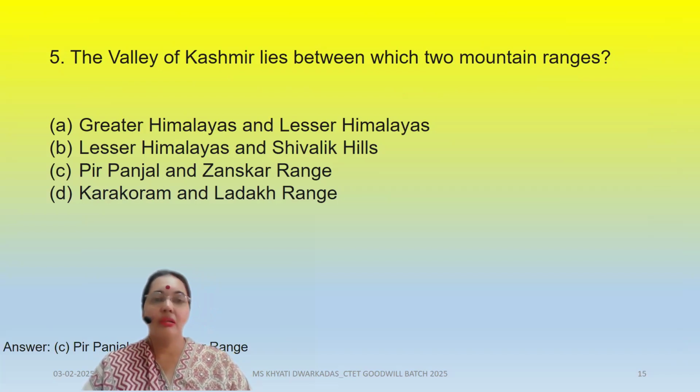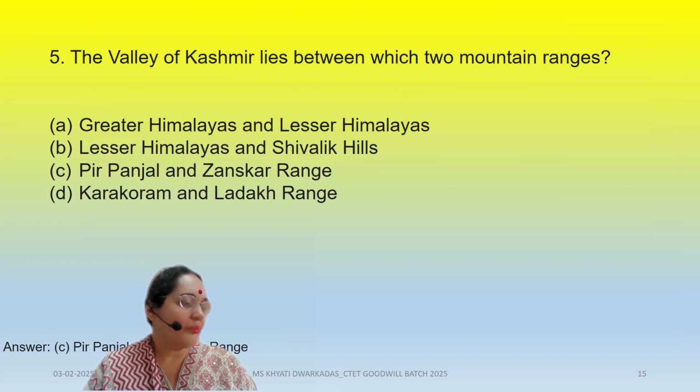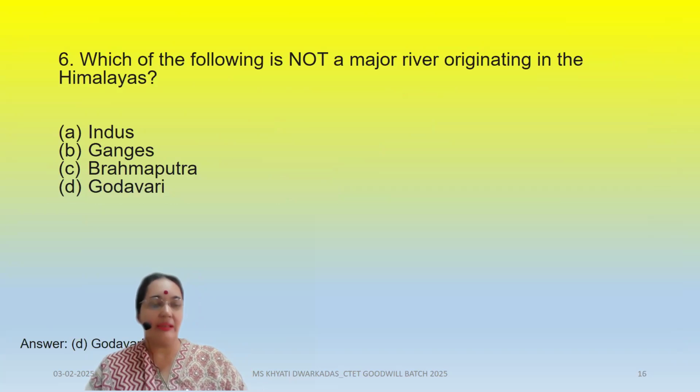The Valley of Kashmir lies between which two mountain ranges? So we have an answer coming up there. C, Pir Panjal and Zanskar. Very, very good. And I can see some of you coming up with the right answer. We now have to also work on speed with accuracy. So we will have to work on speed. That's the only way in which we will finish our papers in time.